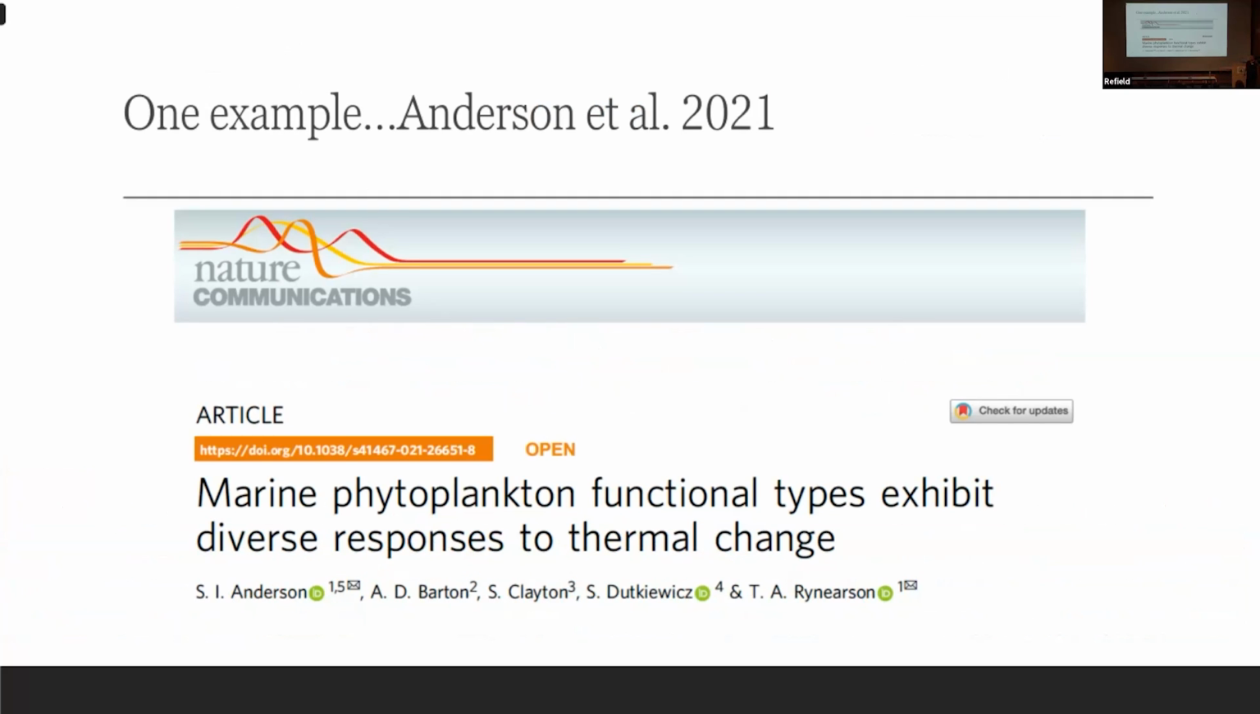So what I'm going to do is I pulled one example from the literature to share with you. There are so many, and this one is one of my favorites. I use it in my class. So let me just go here.